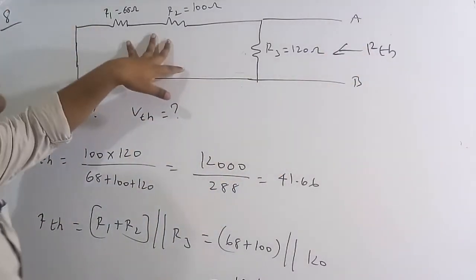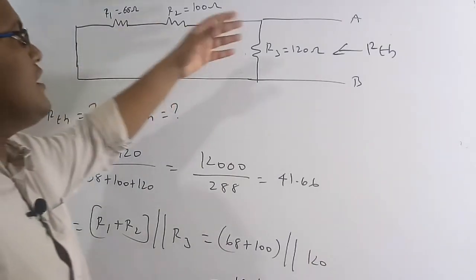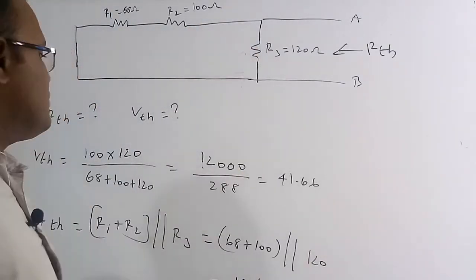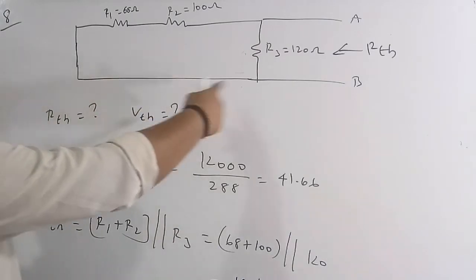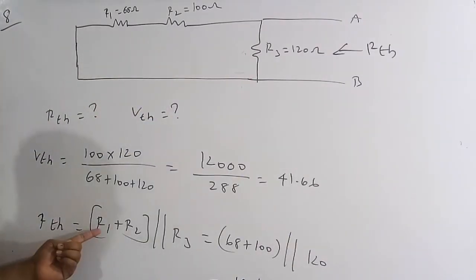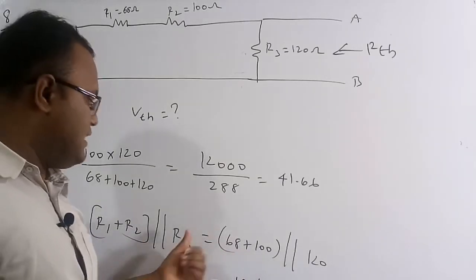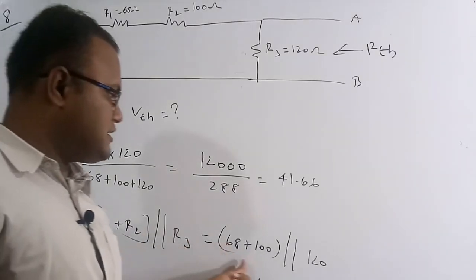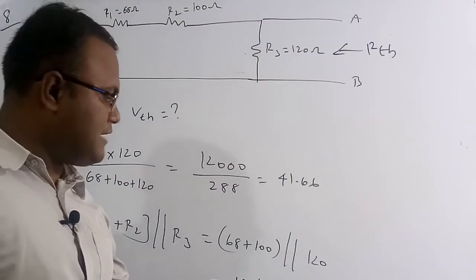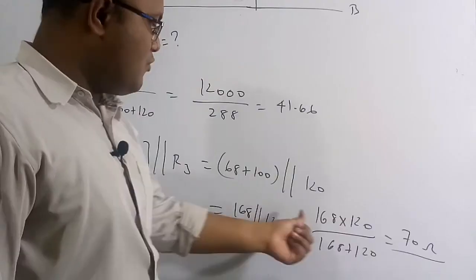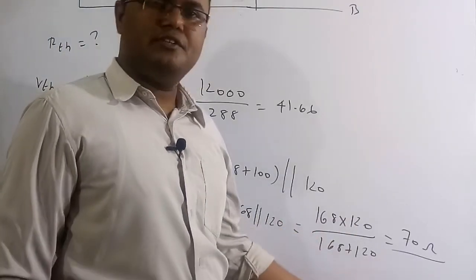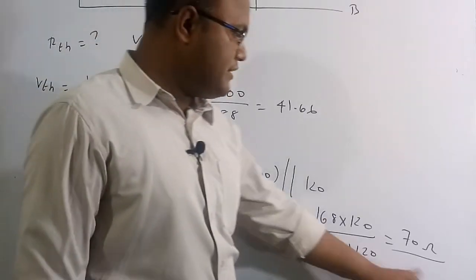R1 and R2 are connected in series, and overall this is in parallel with R3. So RTH is equal to R1 plus R2, parallel with R3. R1 is 68 and R2 is 100, so 68 plus 100 and R3 is 120. 68 plus 100 is 168, parallel with 120. If you solve 168 into 120 by 168 plus 120, we get 70 ohm.